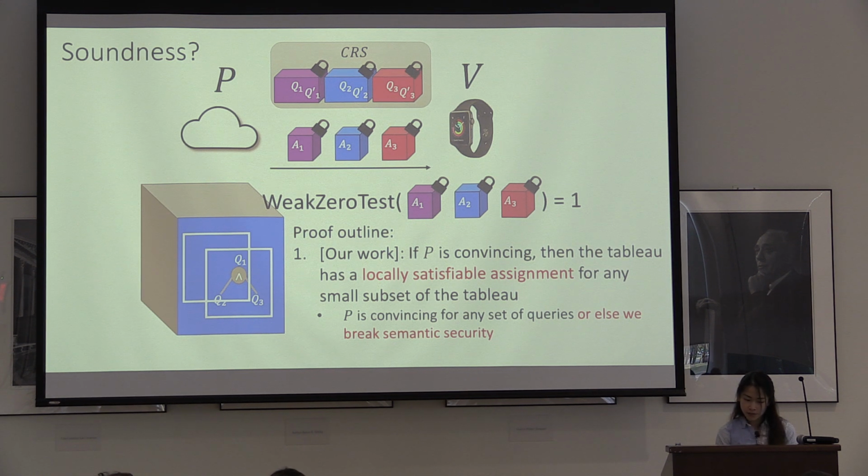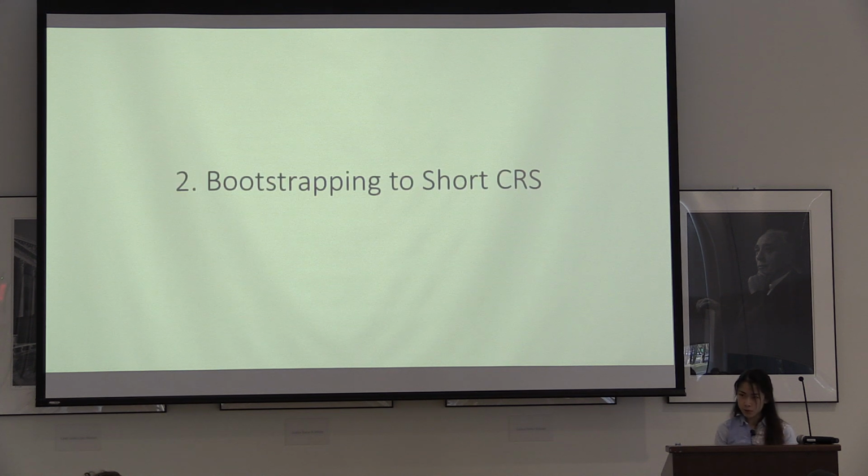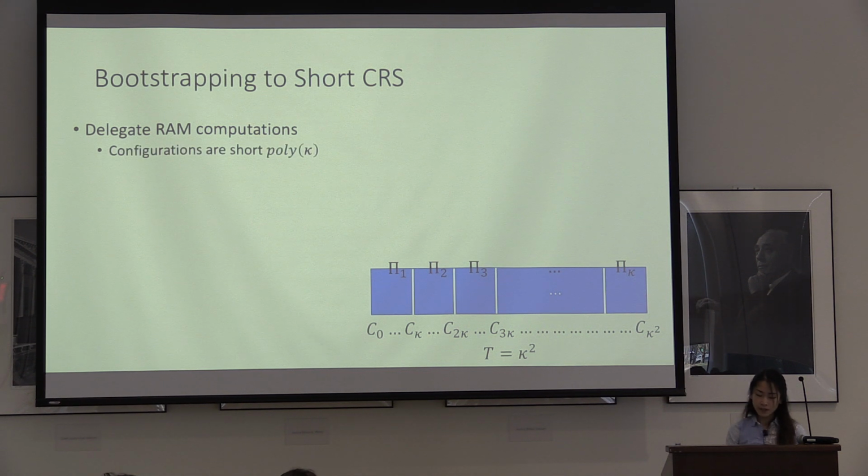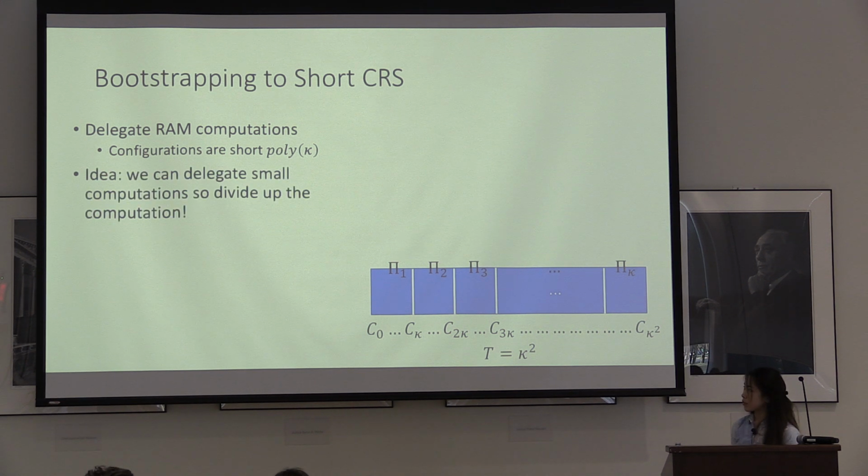So now, altogether, we have a publicly verifiable delegation scheme. It does have a long CRS, but we're going to show how to bootstrap to obtain a short CRS. So let's say that we're just going to start with a small computation, a computation that's just quadratic in the security parameter. And one idea is that we could divide up this computation, right? What we're going to do in this setting is delegate RAM computations so that our configurations are also short. And the idea is that we're going to delegate small parts of the computation, and we're going to ask for a proof for each small part of the computation.